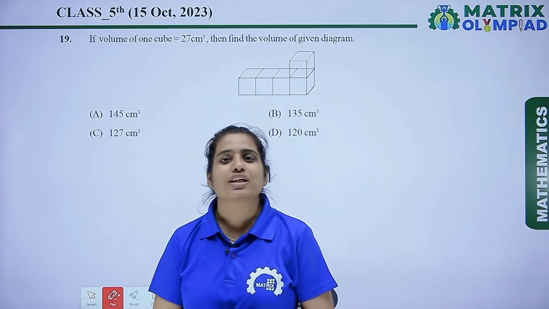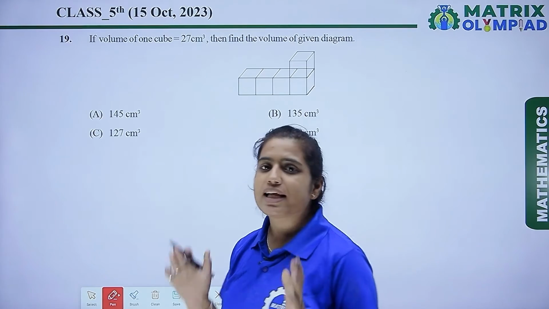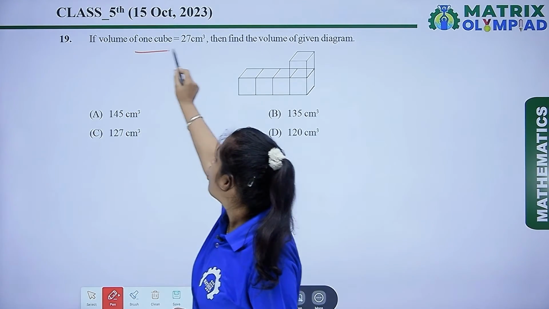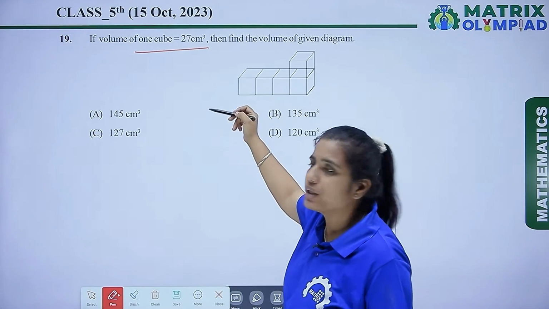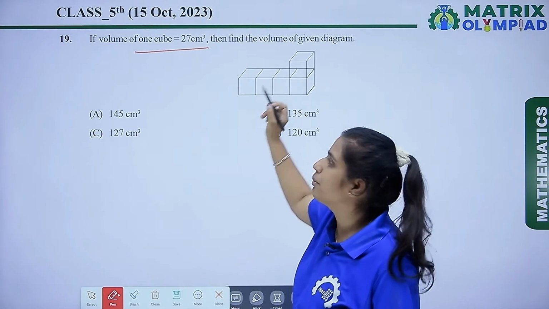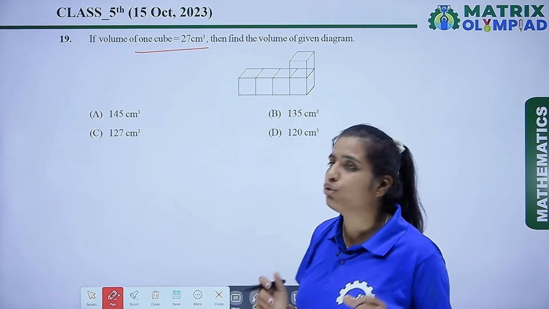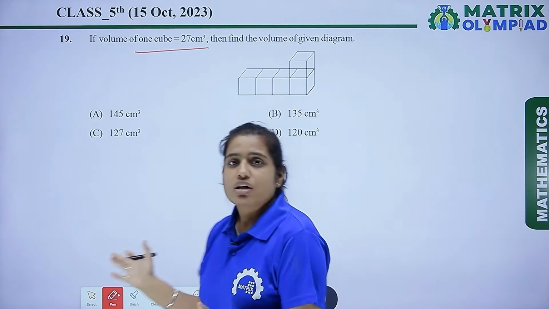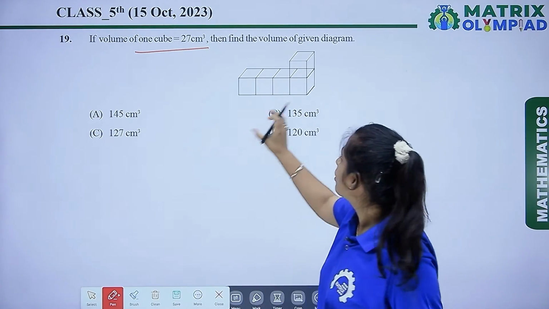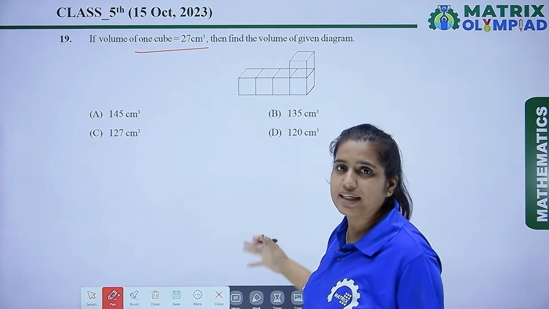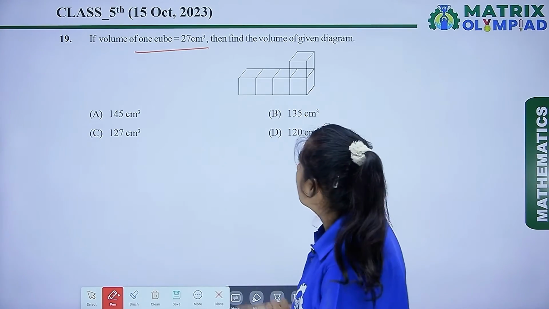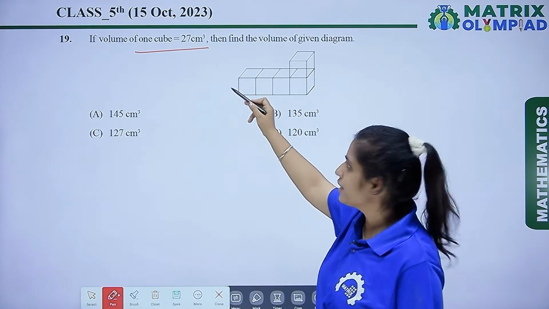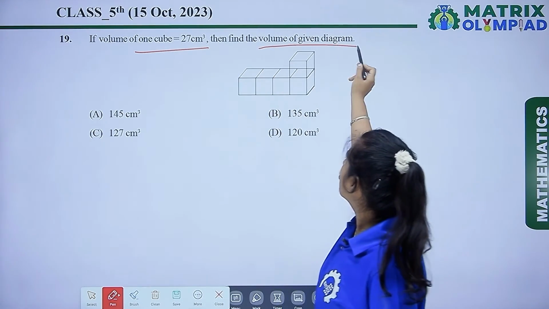Now the next question is question number 19, and in this question what we have to do, we have the volume of one cube that is given to us 27 सेंटीमीटर क्यूब. हमें वॉल्यूम पहले से ही गिवन है एक क्यूब का. अब यहाँ पर आपको दिखाई दे रहा है कि here we have a figure in which few cubes are placed together. Now one cube का जो वॉल्यूम है that is given to us 27 सेंटीमीटर क्यूब. Then find out the volume of the given diagram.